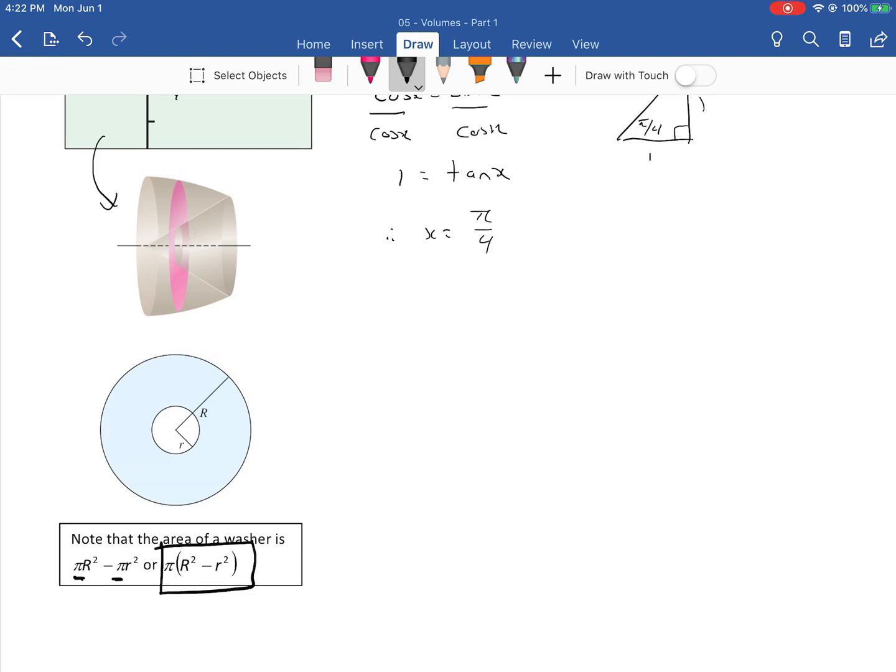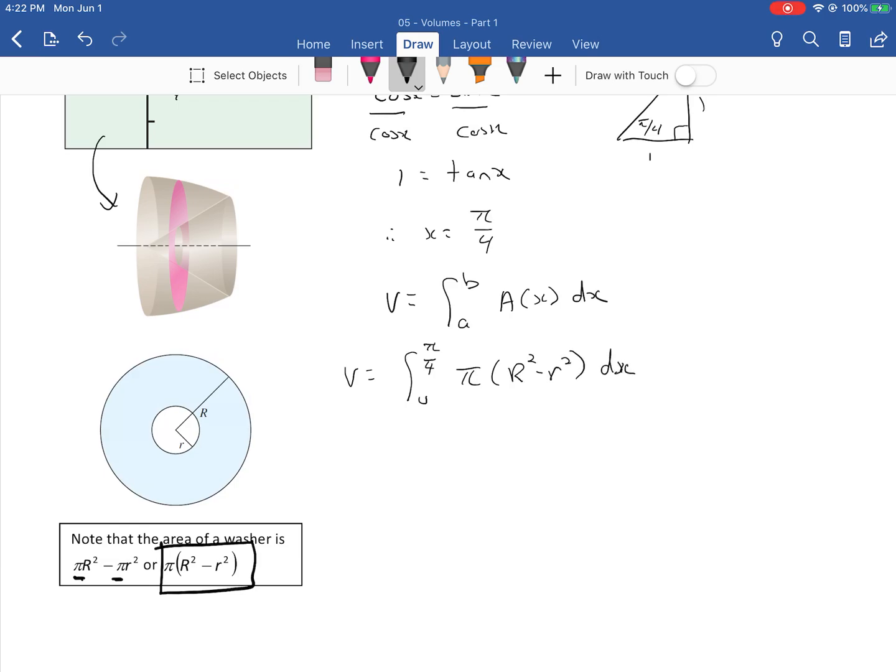You take the area of the outer circle, subtract the area of the inner circle, usually used like this with the pi common factored out like that. So each of those cross sections has area pi, capital R squared minus little r squared. So same formula though. Volume equals integral from a to b of the area of that cross section times the little width of that cross section. And so in this case, I found out what the limits of integration should be, that we should be going from 0 to pi over 4.